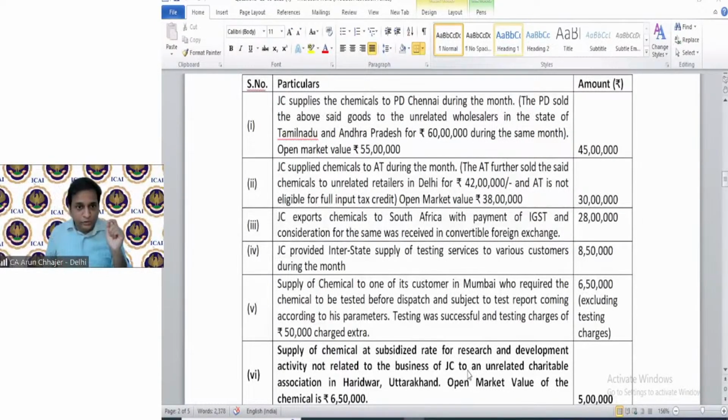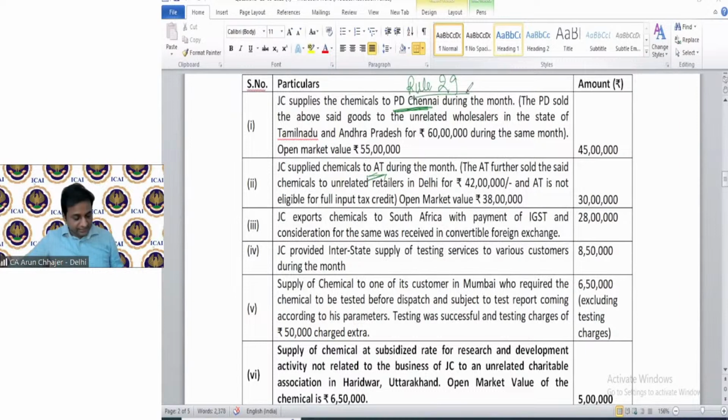As per the valuation rule, Rule 28 is applicable for the related party other than principal and agent, and Rule 29 is applicable for the agent. In case of related party, because they are doing the transaction with AT, sorry, PD Chennai. What is PD Chennai? It is the principal and agent. AT is the related party. So now first we need to discuss Rule 29.